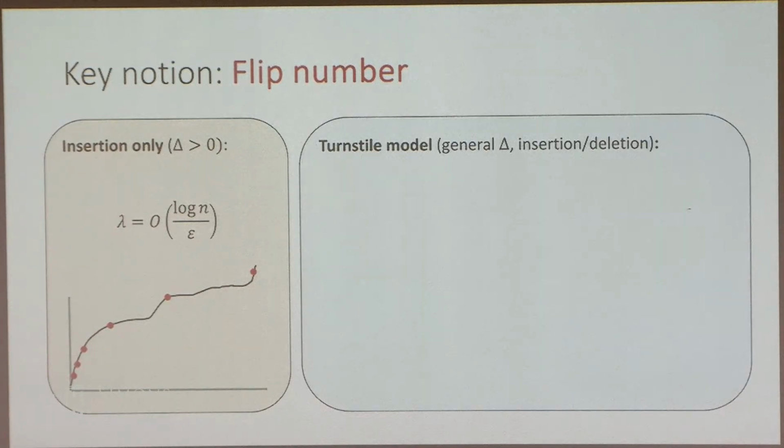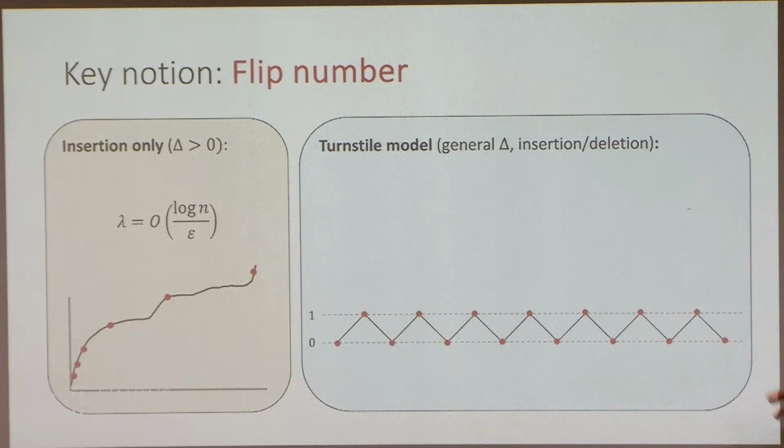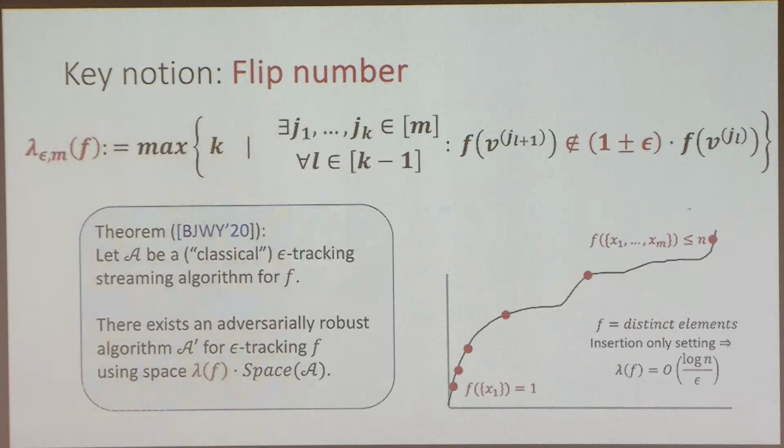But what can we say about insertions and deletions? This is called the turnstile model. Has anyone not seen this before? Very small numbers, you can go up and down. So this is an example, and what flip number will it give? It depends on the length of the stream. Each time we undergo a multiplicative change of infinity, so the flip number is very bad. And this framework doesn't give anything meaningful. That's unfortunate.